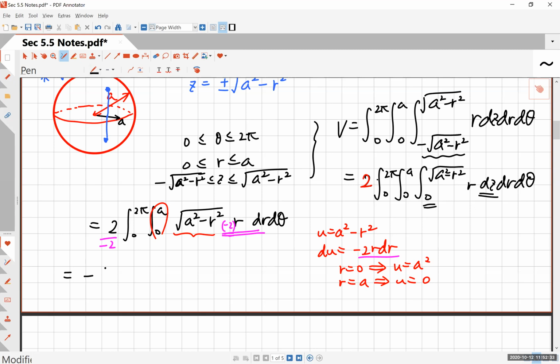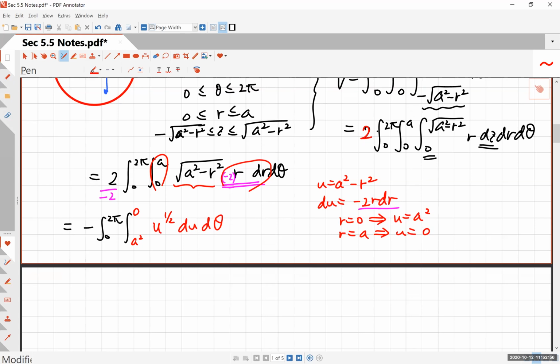Okay, so this becomes negative, and then the integral from 0 to 2 pi, 0 to, oh no, you can't have 0 to a anymore, right? So what happens here? This becomes a squared to 0, and then the rest is u to the 1/2, and then this whole thing is du d theta. All right, so this is what you will end up integrating.